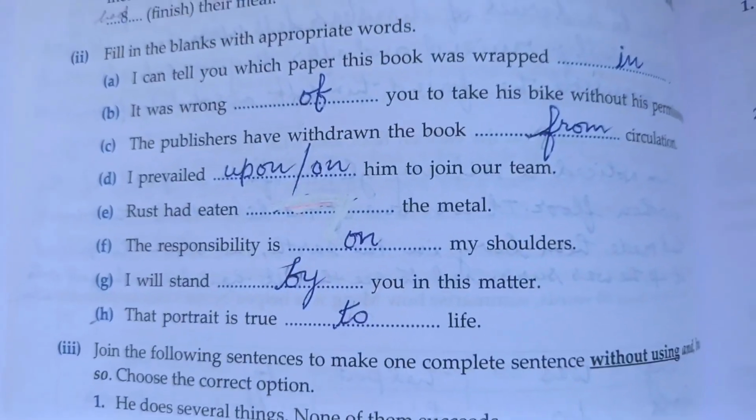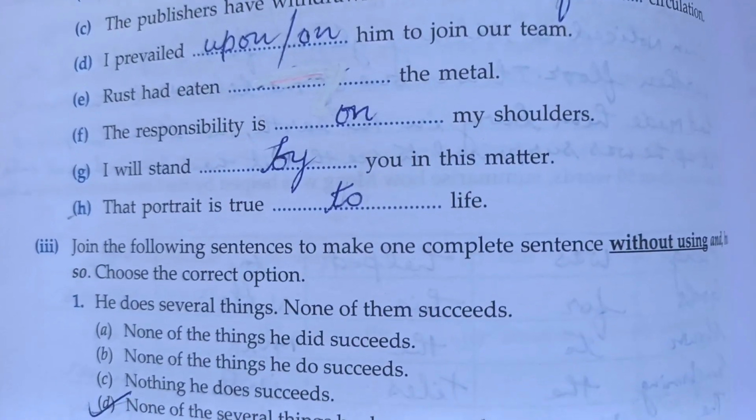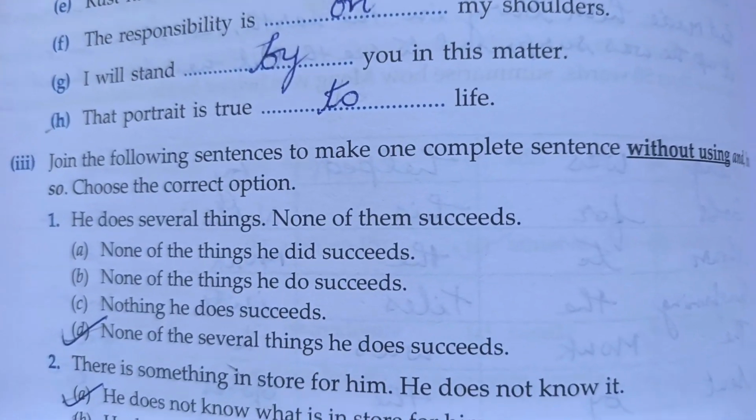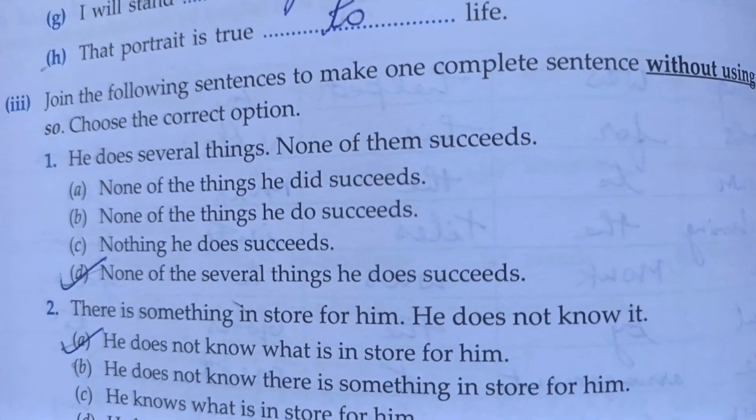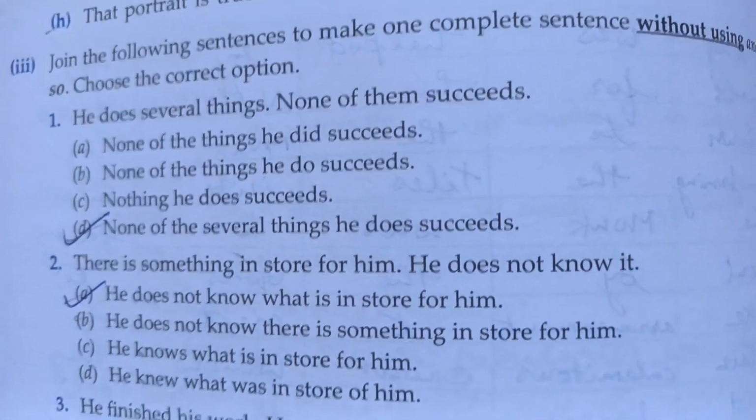Next from practice paper 8. So here first one. He does several things. None of them succeeds. So option D is correct. None of the several things he does succeeds.